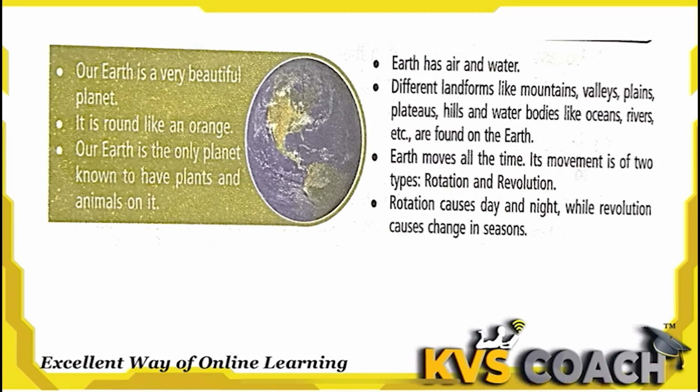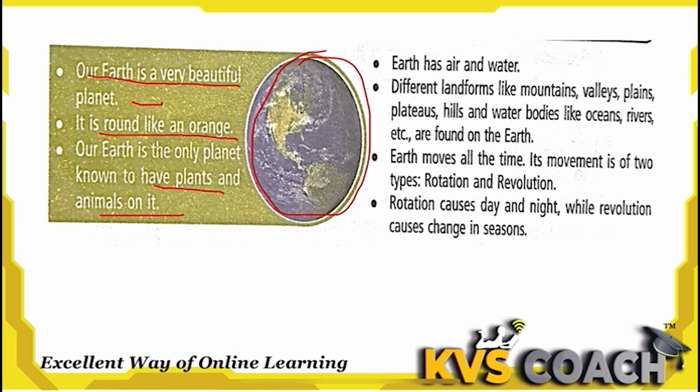So, in this chapter, the topic is our Earth, a very beautiful planet. This is our Earth. We are discussing our Earth. Earth is a very beautiful planet. It is round like an orange. So, what is the shape of Earth? It is round. Our Earth is the only planet known to have plants and animals on it.